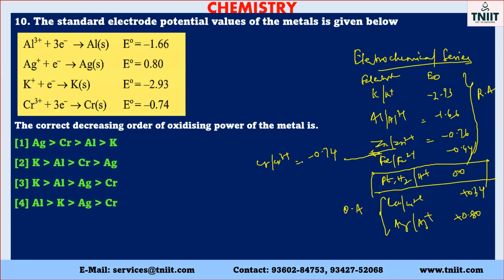Now, the question is the correct order of oxidizing power. What is the correct order of oxidizing power amongst these? Those are reducing agents. These all are oxidizing agents. Now, looking at the 4 electrodes they've given, silver has the higher potential, so it will undergo reduction easily. When it undergoes reduction easily, it means it has the highest oxidizing power. So silver will undergo reduction more easily compared to chromium, compared to aluminium, compared to potassium. Therefore, the answer for this question is option 1.